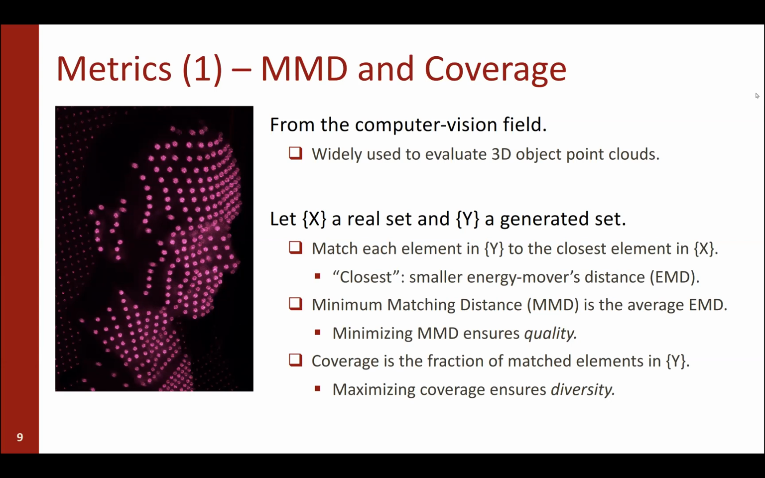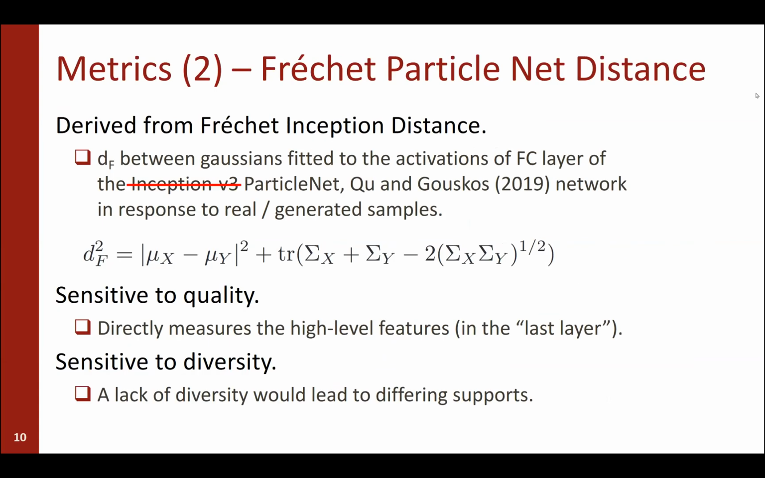On the other hand, the coverage is the fraction of matched elements in Y. So if you manage to maximize your coverage, that means that for the maximum amount of particle clouds that you generate, you will always be generating something that is different, but looks like a real jet. So it ensures the diversity. For the next slide, please.